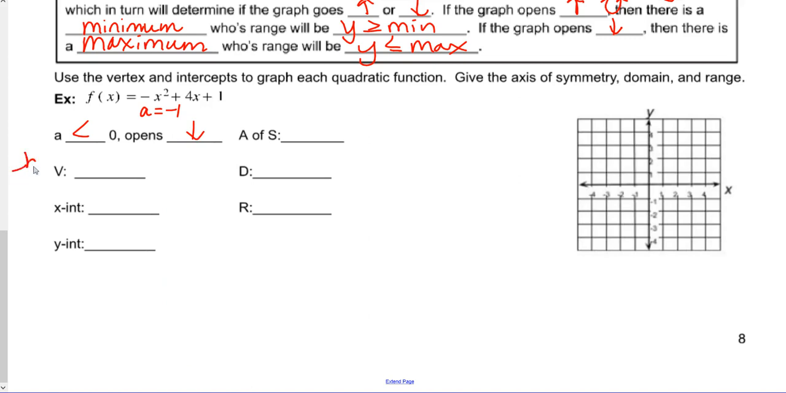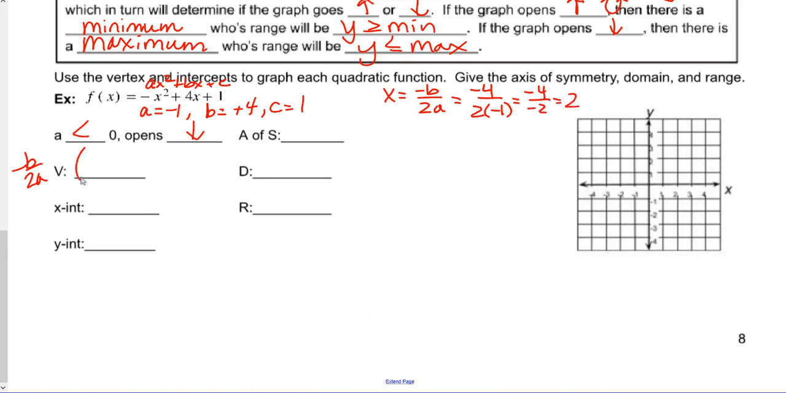The vertex is at -b over 2a. So we have ax squared plus bx plus c. So a equals -1, b equals +4, and c here is equal to 1. So you always take the sign that is in front of each one of those. Now, what is -b over 2a? If I take the opposite of b, which is -4, over 2 times a, which is -1, I get -4 over -2, which is 2. That means that the x value of the vertex is equal to 2.